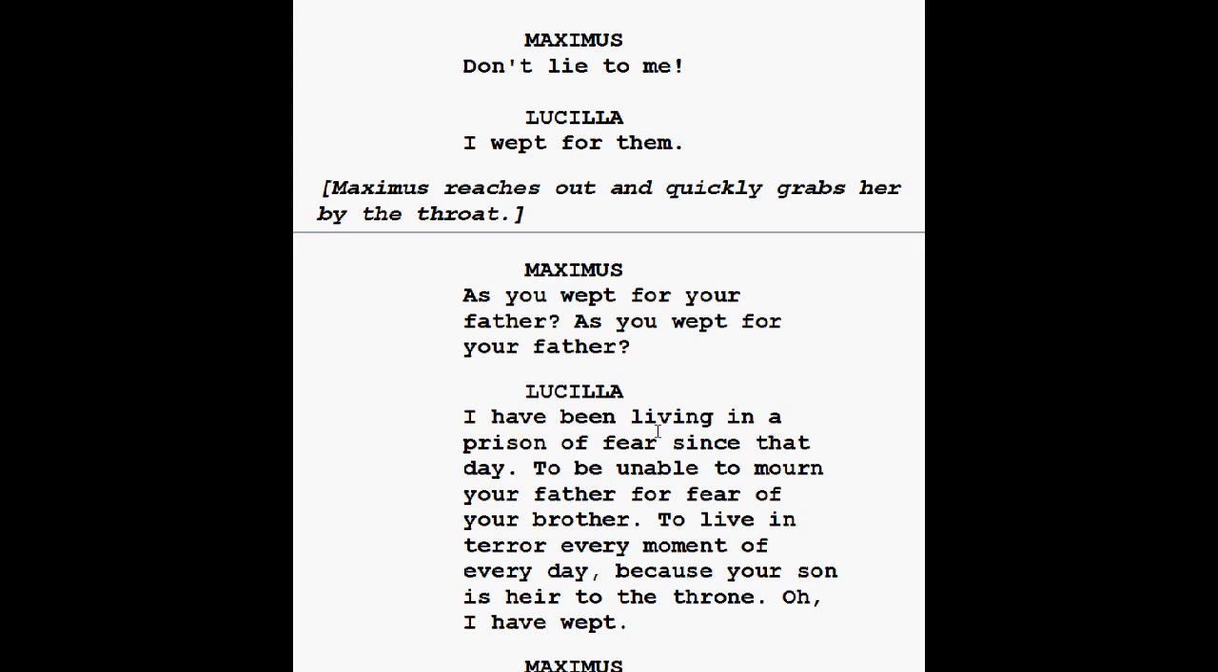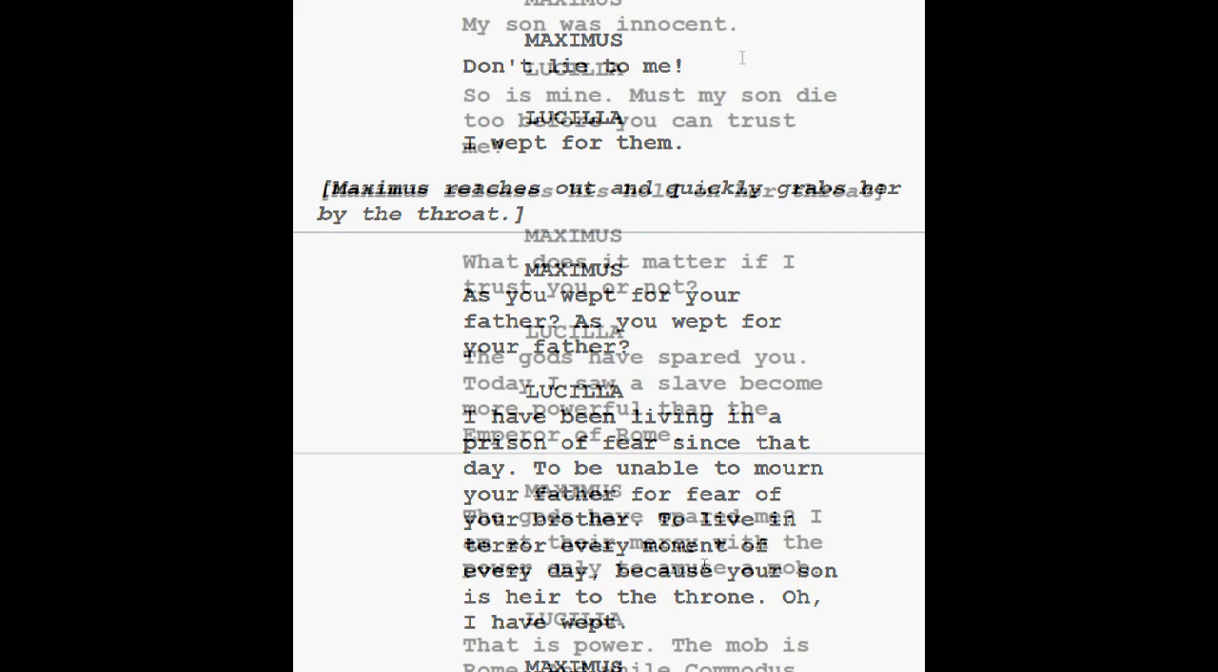And here, she explains her situation. "I've been living in a prison of fear since that day." Now, this could be information. This could feel redundant, but she's doing it in service of, "I got to get you to trust me. I'm going to share this with you." So there is some reason she has to fight that and try to connect.